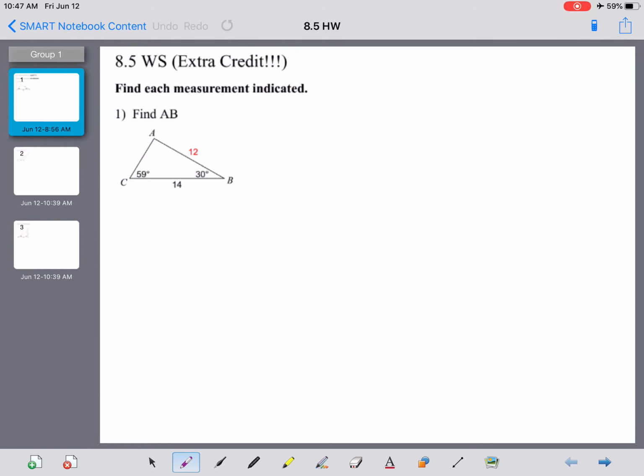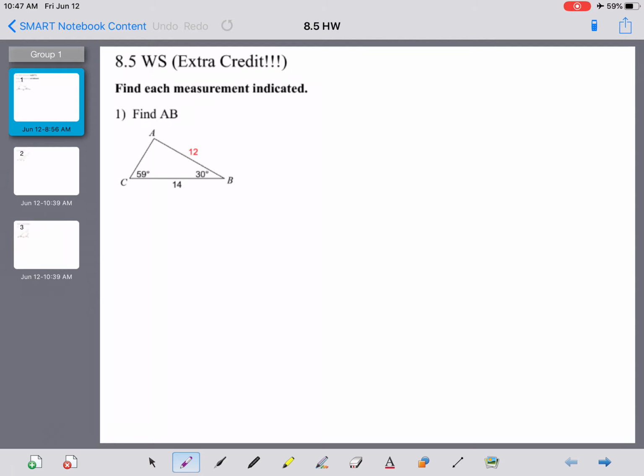All right, guys, for those of you brave enough to do the 8.5 assignment to try to get a little bit of extra credit, I thought I'd work through 3 of the problems with you here. So let's take a look at the first one right here, guys. We're supposed to find the measurement of AB. Let's pretend we don't know that it's 12.